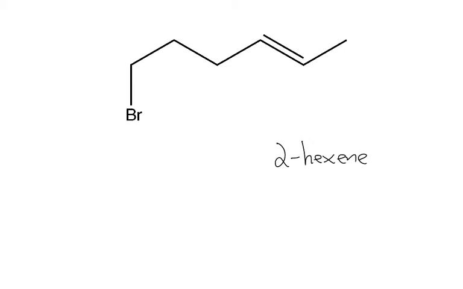And I just have to add the substituent. So numbering 1, 2, 3, 4, 5, 6, the bromo is on the 6th carbon. So it's going to be 6-bromo-2-hexene.